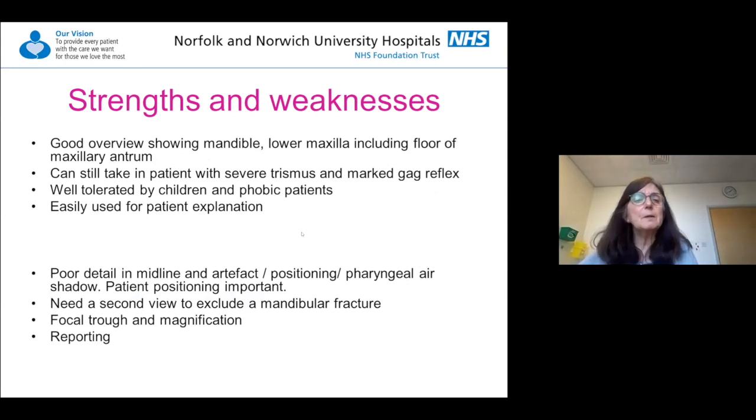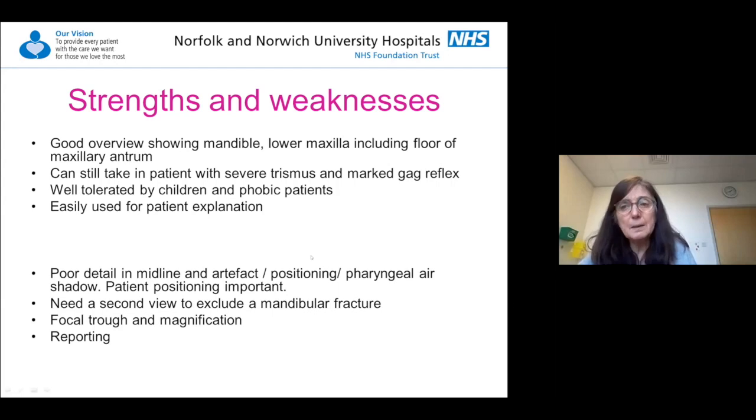So if we look at strengths and weaknesses, as we've said already, it gives a really good overview of the mandible, lower maxilla, including the maxillary antrum. When patients get dental-related sepsis, they often have severe trismus, restriction of mouth opening, and these radiographs can be taken in a patient with trismus. Some patients have a gag reflex, which precludes putting anything in the mouth. And again, they tolerate this radiograph. Children and phobic patients generally do quite well too. And it's quite an easy view to use to explain pathology to the patient.